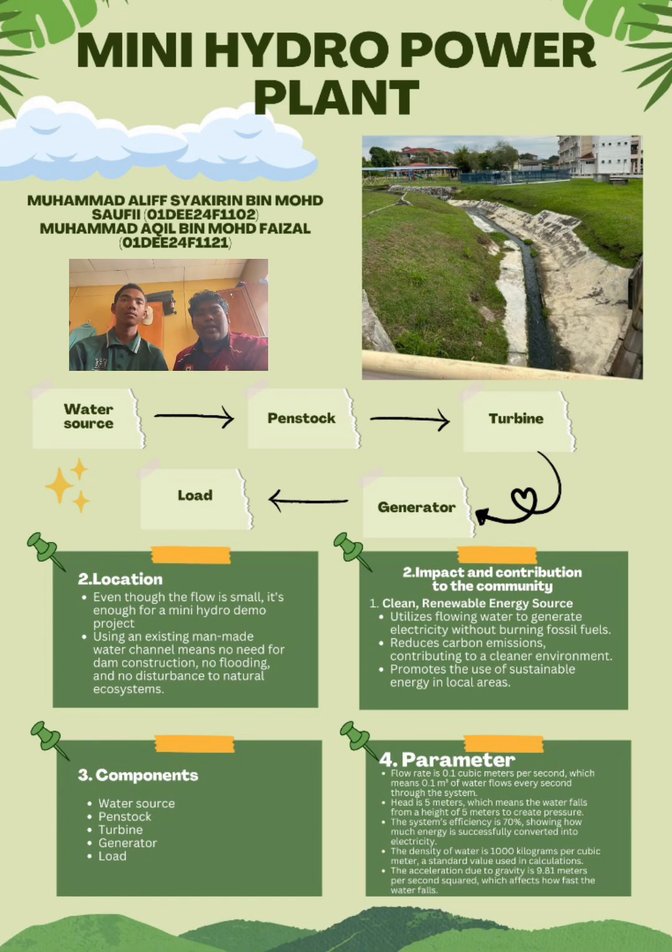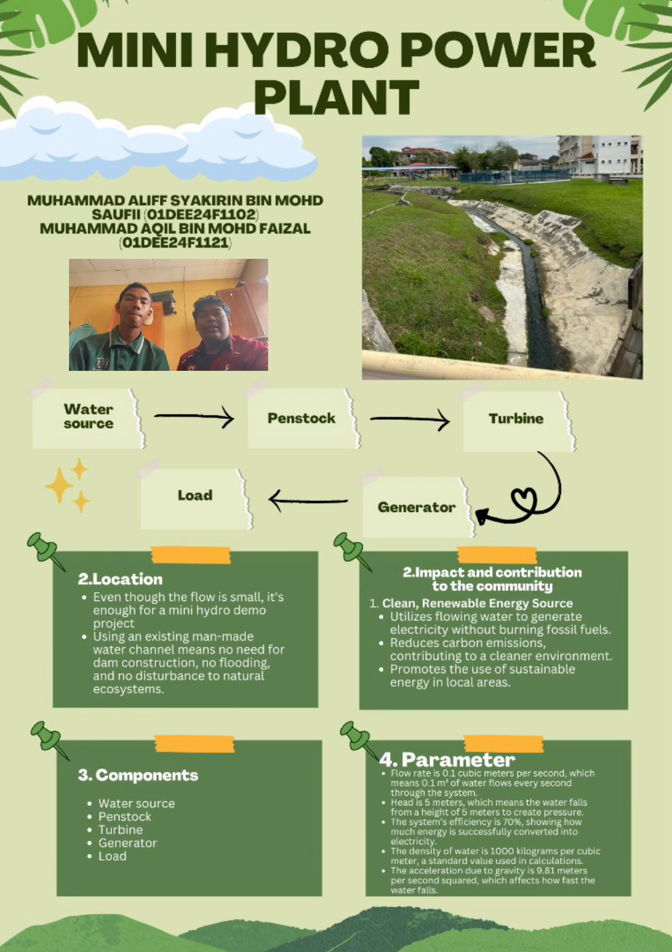System operation. Okay, we look at the block diagram. Let me explain how the system operates. Water flows from the source into the penstock, which is essentially a pipe that directs the water flow with increased pressure. This pressurized water hits the turbine blades, causing the turbine to spin.